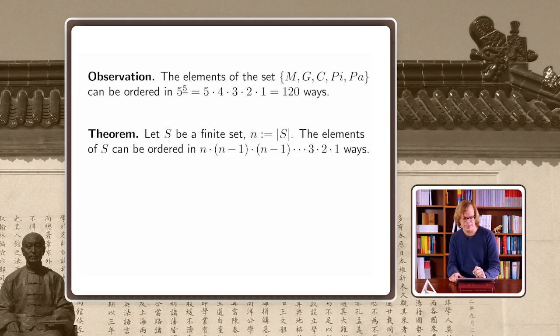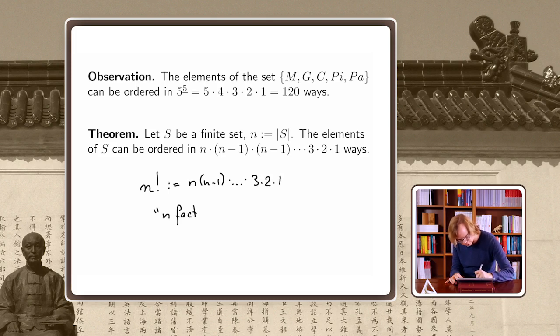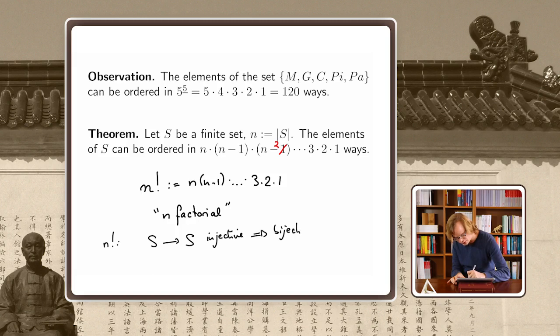And in general, if you have a set of size n, then it can be ordered in that many ways. And this is also a very important formula in mathematics. So we again introduce a new notation. And we pronounce it n factorial. Okay, and if you haven't discovered it yet, I have discovered a typo. This is of course supposed to be n minus 2. All right, another thing to observe, n factorial is simply the number of injective functions from S to itself. And if such a function is injective and S is finite, then this function must be bijective. And a bijective function from a set to itself we also call a permutation.